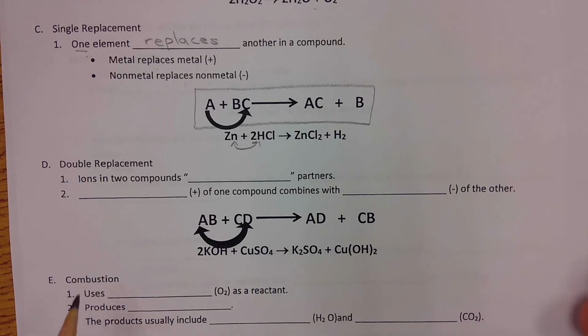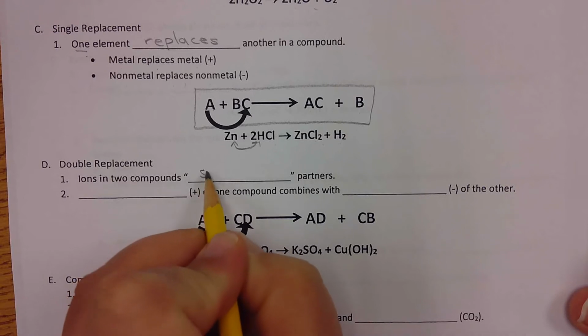Now in a double replacement, we have two compounds. And basically, the ions in the two compounds swap partners.